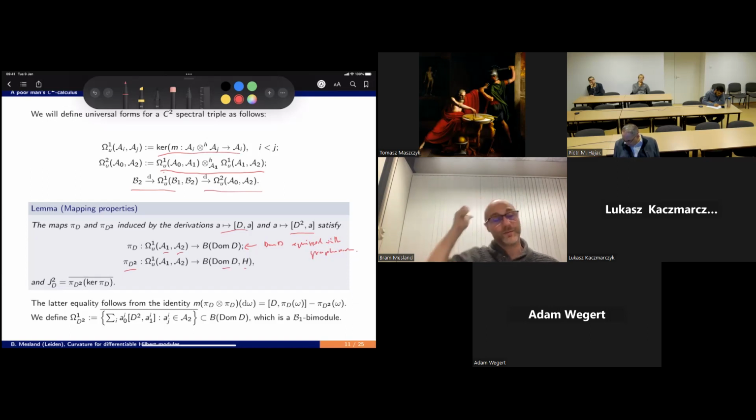And this also gives you a neat description of the two-junk, because it turns out that the two-junk is exactly the closure of pi d squared applied to pi of D. This is a result we will not really need, but it's a neat consequence of the setup.